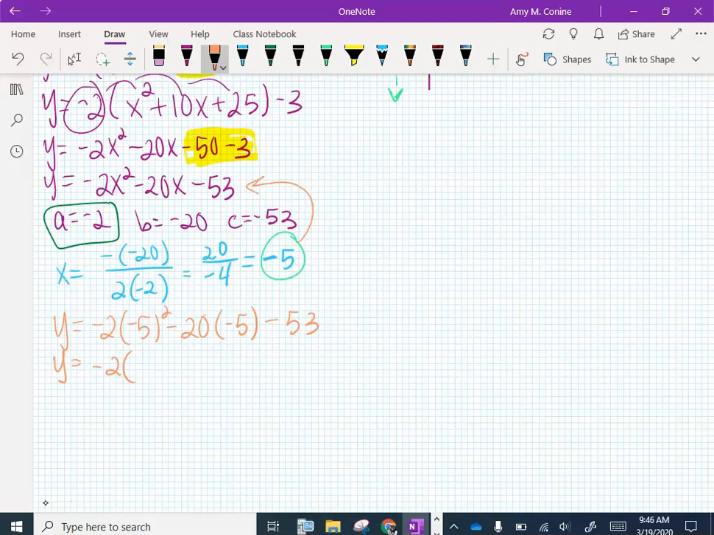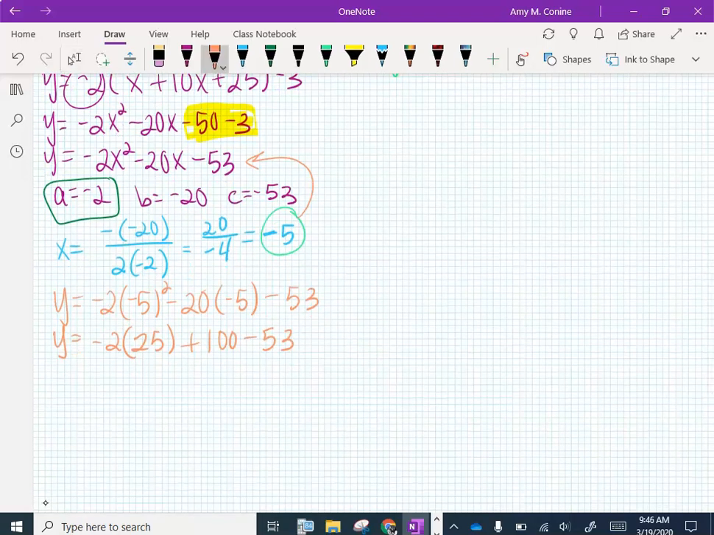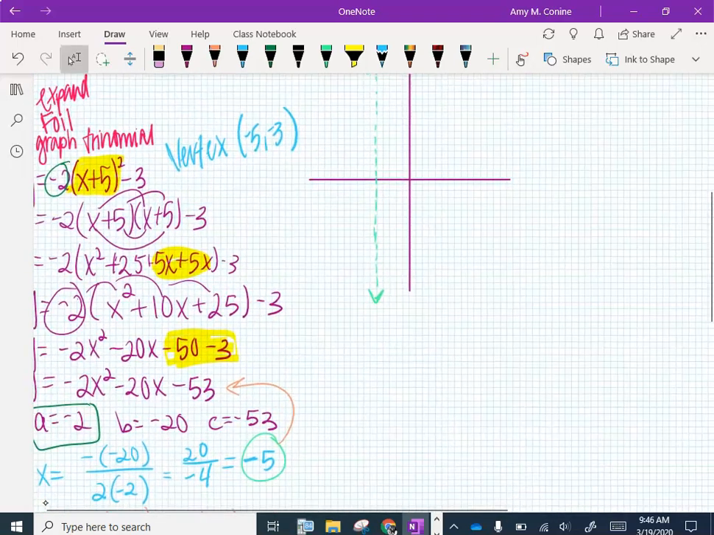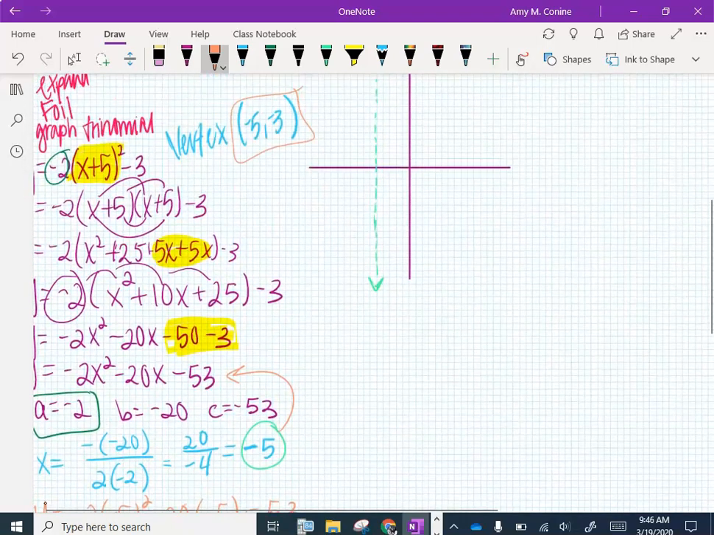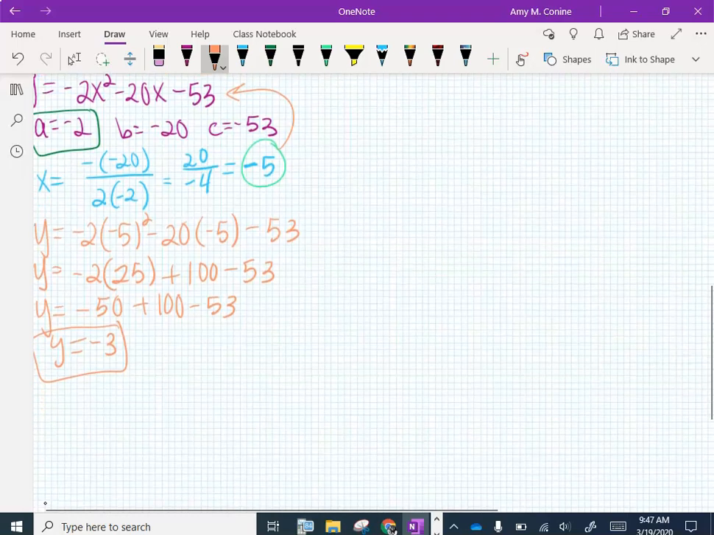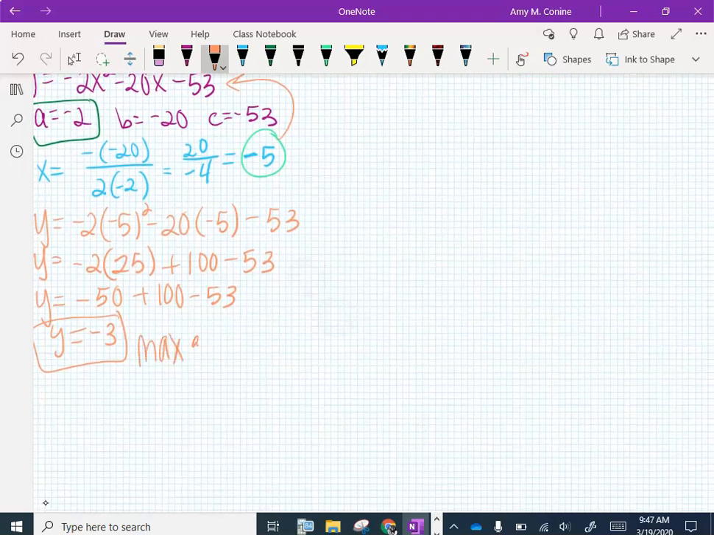So negative 5 squared is 25. This becomes positive 100. Again, if you have a calculator, you can do this. It's no big deal. I'm just showing all of my steps so I know where all my numbers came from. Negative 2 times 25 is negative 50. So they are big numbers, but once you're done with it, you should get y equals negative 3, which is what we want because our vertex is negative 5, negative 3, which is exactly what we're looking for. So I'm going to go down here. Okay, so that's where my vertex is. And just in case you're curious, it is a max at that point.